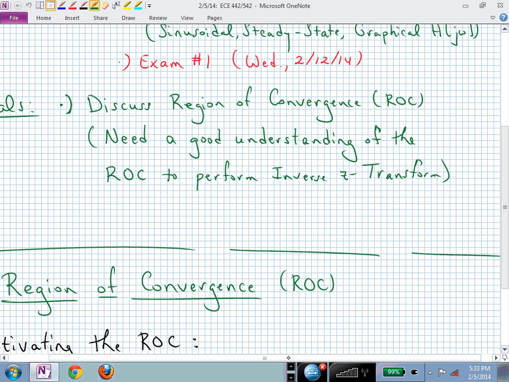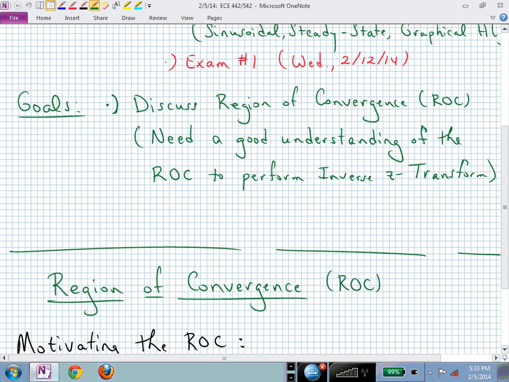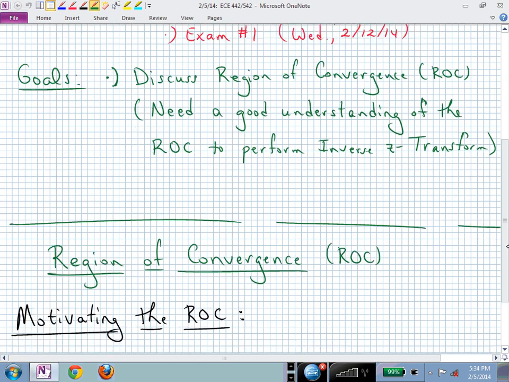Today, the goal is to discuss the region of convergence. And in particular, we need this understanding if we want to go both directions with the Z transform. We've now learned how to calculate or derive a Z transform. If we want to go the other way, we need to know what the region of convergence allows us in terms of additional information. That's what I want to cover today.